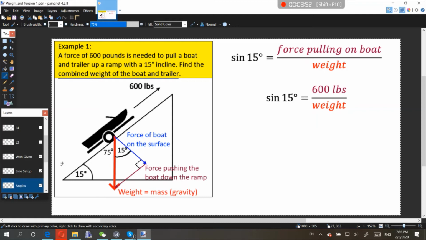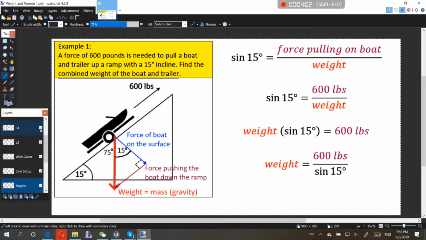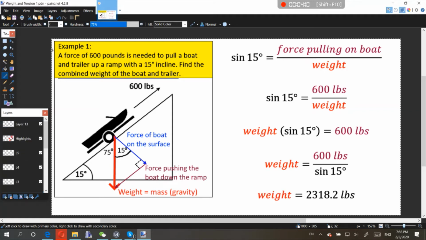Okay, so that means we can solve this equation for weight then. I'm going to multiply both sides by our weight and then divide by the sine of 15 to get our total weight here. Any questions for the first example? No.